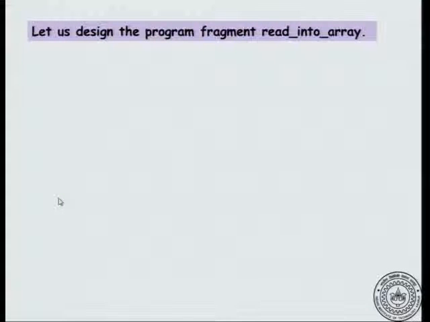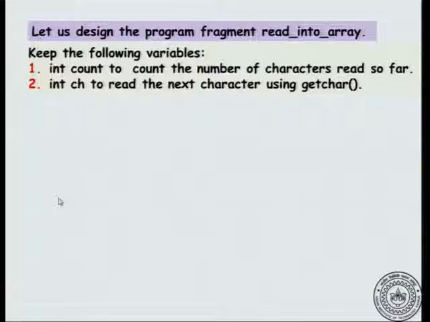Okay, so let's design the program for reading into the array. Keep the following variables. One is to keep the count of how many characters I have read so far, and then I'll keep a variable to store the currently read character. Now we have touched upon this topic once. I am going to declare it int ch instead of char ch. This is because getchar will give you whatever character has been read just now from the input.